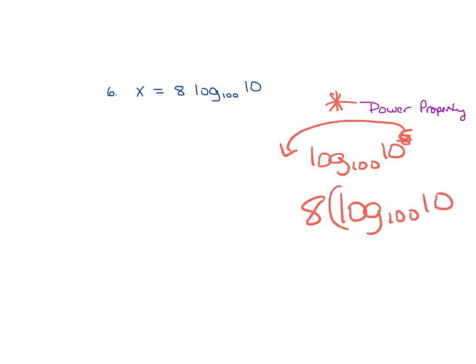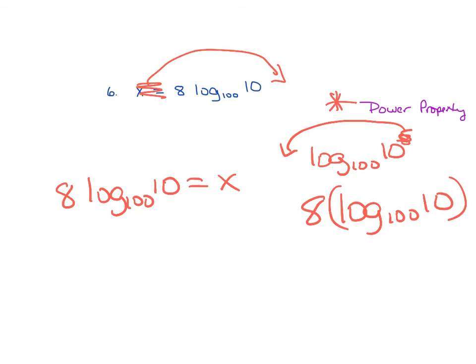So if you wanted to do this on your calculator, you could find the log base 100 of 10 and multiply it by 8. This is what the power property does. You're going to be asked to simplify logs. However, since we haven't learned the power property yet, I'm still going to use my Bay trick. So I'm going to go ahead and move this to the other side. So now I have 8 log base 100 of 10 equals x.